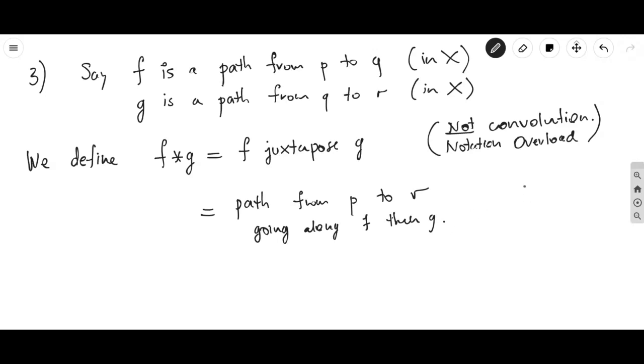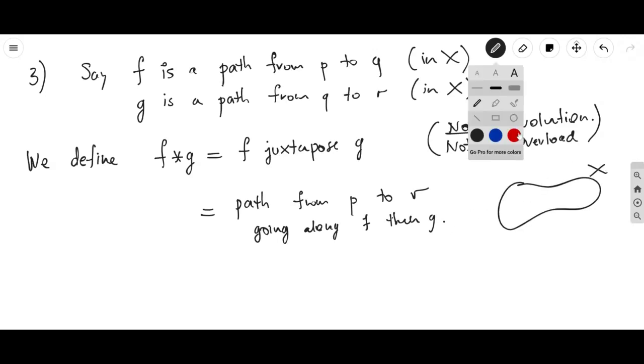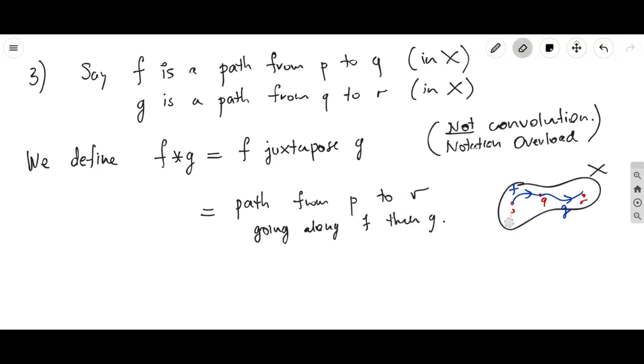So here's how it looks in the picture. Here's X. You have point P, point Q, and point R. You have a path from P to Q, and you have another path from Q to R. We call that G. Juxtaposition is when you go directly from P to R. You first travel from P to Q along F, and then you use G to travel from Q to R. So how do you define it carefully? F star G is a function from [0, 1] into X, and here's the way you define it.